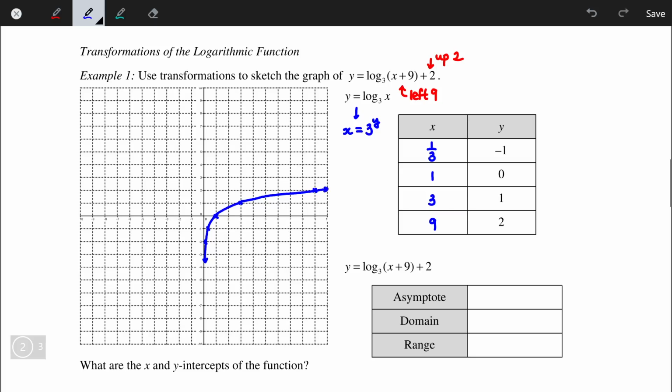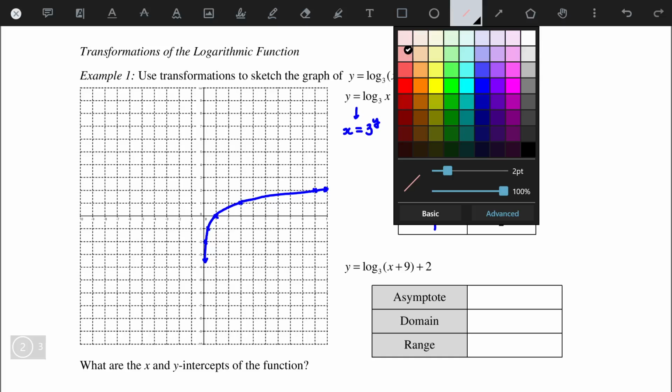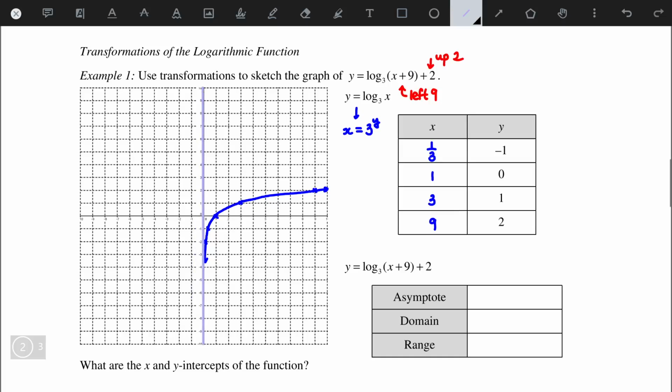Something like this. And of course, we can add in an asymptote at x equals 0. Okay. So if the graph is to be moved 9 spaces to the left and 2 spaces up, we're going to take the x values and subtract 9 from each one, and take the y values and add 2 to each one.